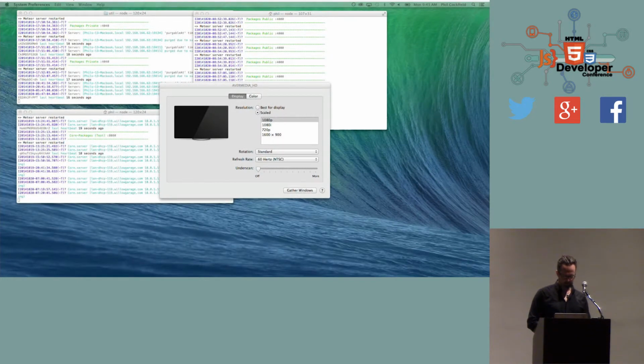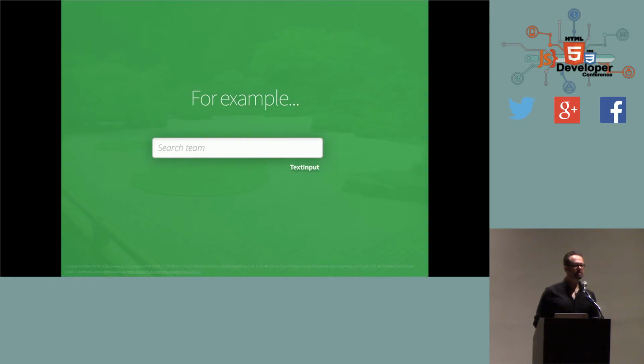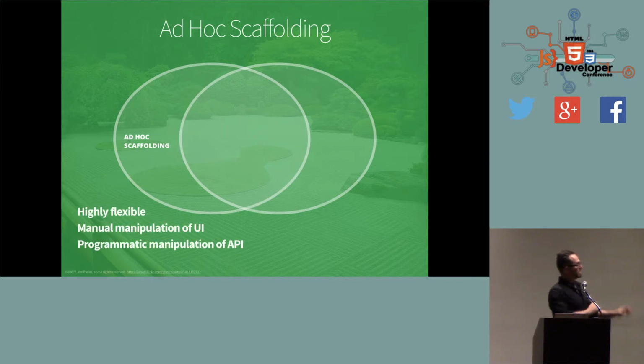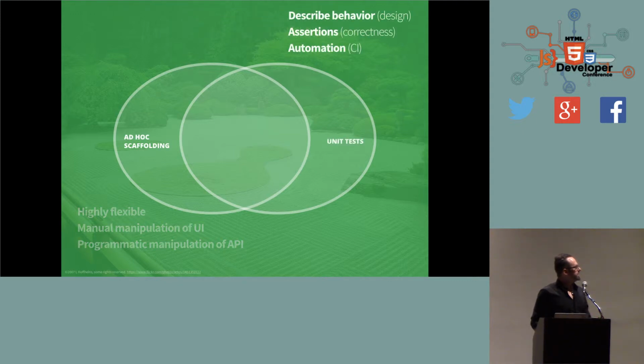Now, if there's a show of hands, has anyone done something like that? Right. And it's really cool, right? There's some really nice aspects to it. It's highly flexible. You can do anything you want. You have manual manipulation of the UI, which is critical for when you're building it, right? Like it's not there yet. It's not a final thing. You've got to change it, test it, see how it goes. And then you've got programmatic manipulation.